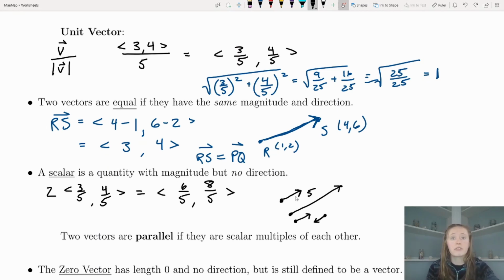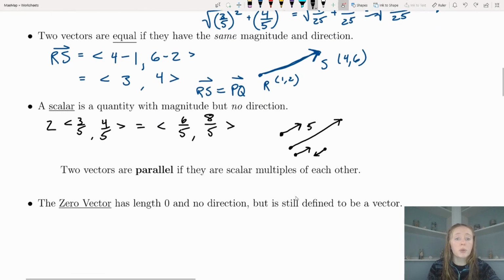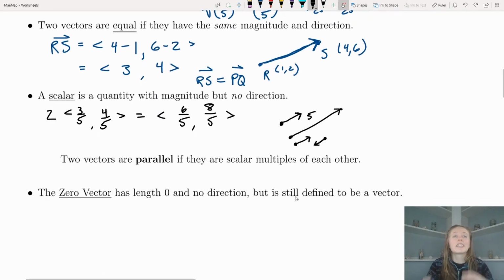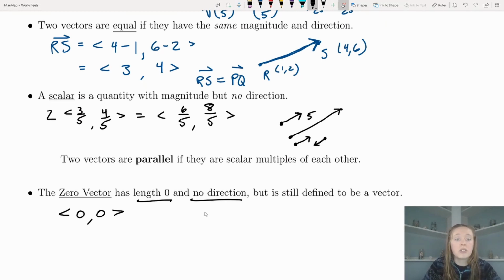And the last note before we really jump into examples is that the 0 vector, 0, 0, has a length of 0 and no direction. So because it has a length of 0 and no direction, it's still going to be defined as a vector, but because it has no direction, it's going to be parallel to all other vectors.